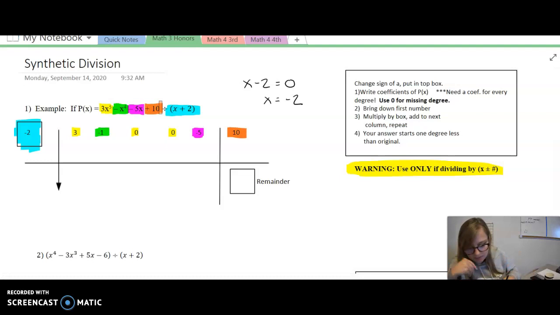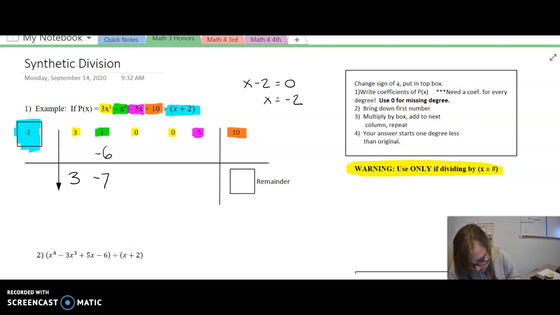Now we can start doing a little bit of math. Let's look at our steps. We're going to bring down the first number. That's our first step. Our first number is 3, so we brought it down. Now our next step: multiply by box, add to next column, repeat. So multiply by box. 3 times -2 is -6, and we're going to add to next column. So -6 goes right here. Then we have -1 plus -6, which is -7.